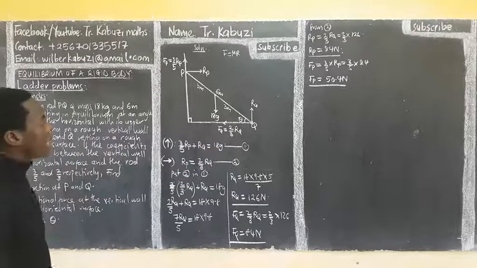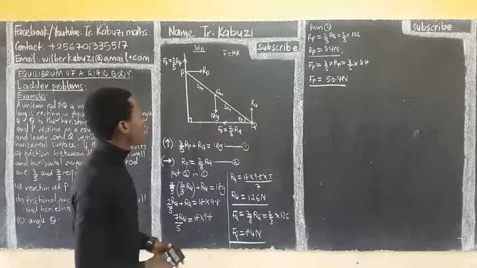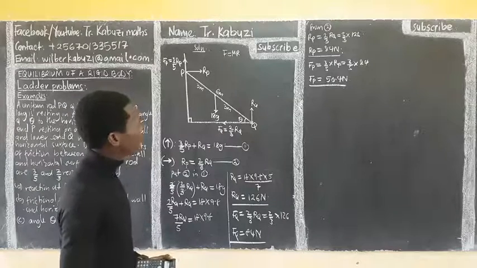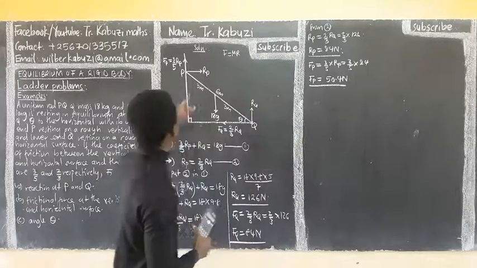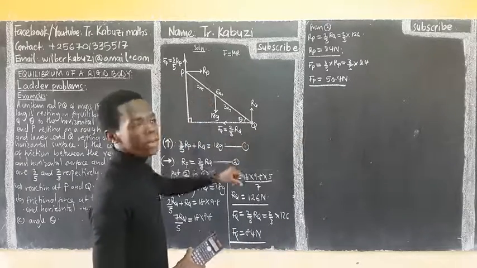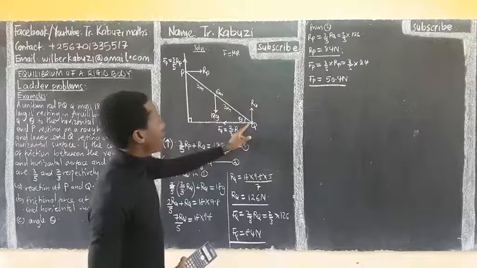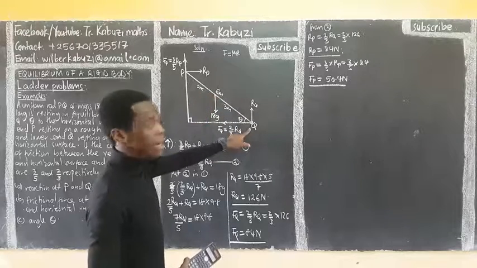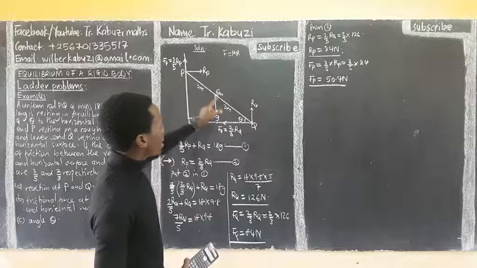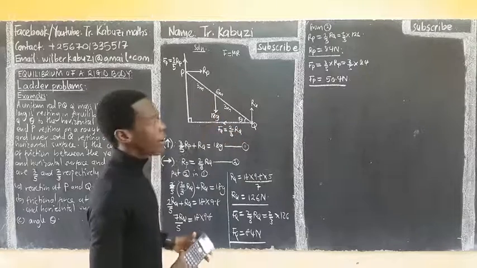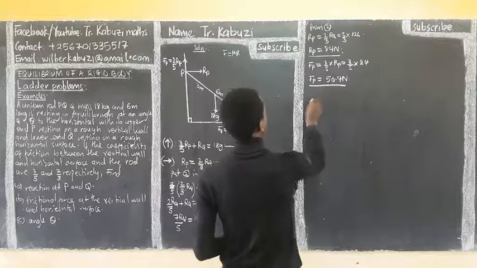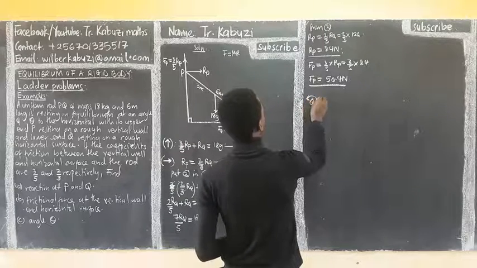Now we want to get the angle theta. So how are we going to get this angle? That one is going to call for taking moments. So you see, we have two forces here and there you have two forces. But the forces are here, so it's easier for us to take the moment here, because we can get the perpendicular distance from here, this weight here. So we take moments at Q.